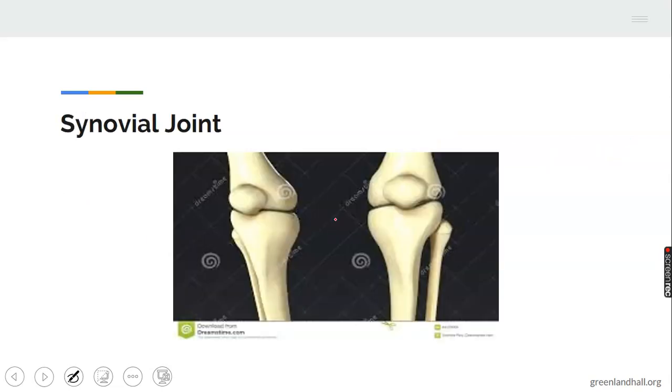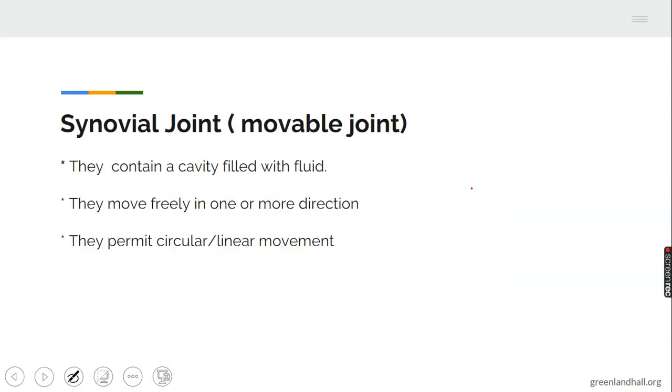Synovial joint. That is the image of the synovial joint we are seeing there. Here we have something like a cartilage preventing bones from touching each other. Synovial joint is a movable joint. Synovial joint is a what? Movable joint. That is, it permits movement in a certain direction.